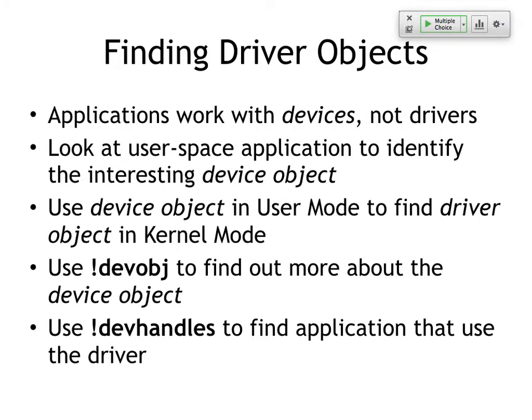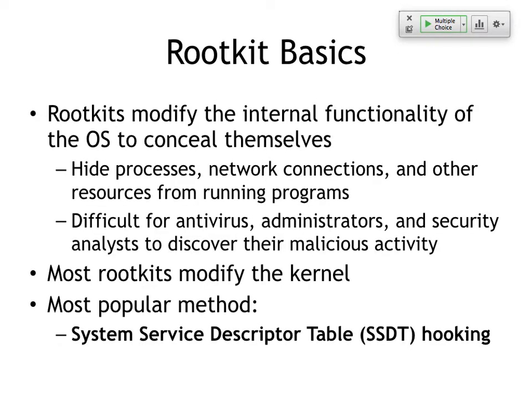All right. So applications work with devices. You'll find the device object in user mode, and then you can follow that to the driver, which is in kernel mode, and you can use these commands to get there. So rootkits are the things that actually use this stuff. A rootkit is going to try and hide in the kernel, and the idea is it's going to be able to have processes running and files on the disk, and they're all hidden from the operating system, so your antivirus can't find them, and your netstat doesn't show the processes and all that jazz.